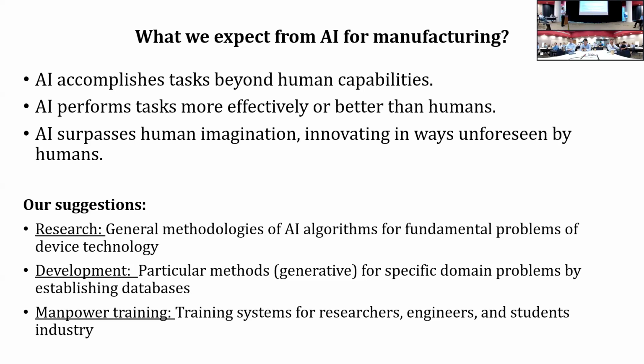From a research point of view, we must look at the general methodology of AI algorithms for fundamental problems. The second is development: we must look at the specific field where we really can do something. So domain knowledge is the key factor. Don't mix this up. The very important order is the problem, then the domain knowledge, then the algorithm.